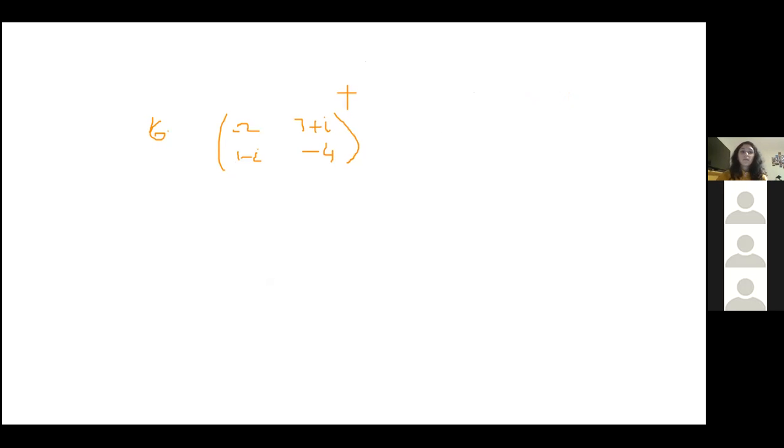So now that we've talked about conjugate transpose, could people help me with this? Could people say what the first term would be? Feel free to use your mics if you want, or you could pop that in the chat. So what would the first term of my new conjugate transposed matrix be?